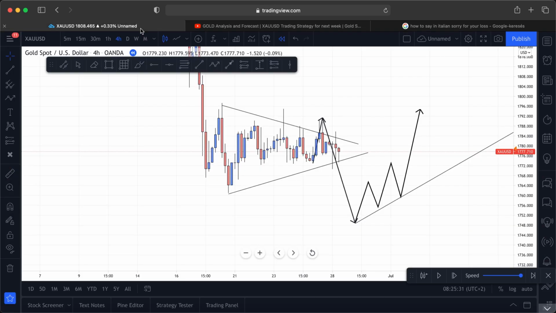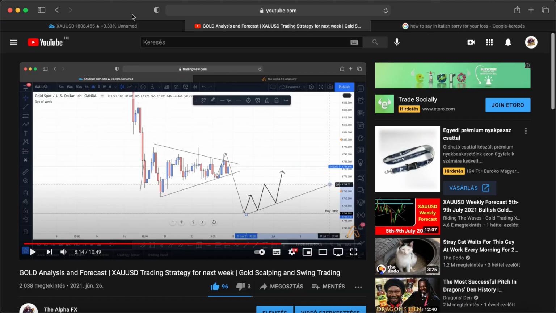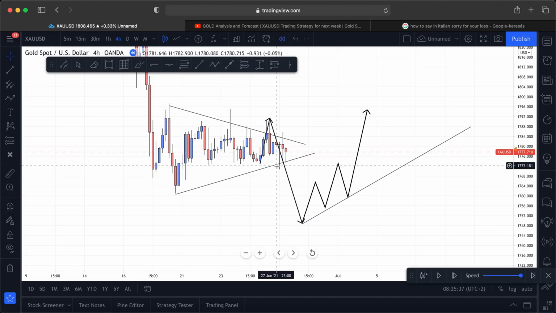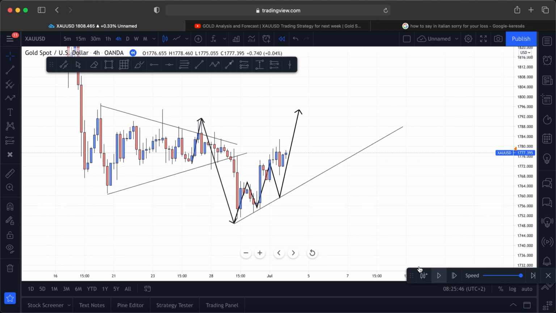So let's go back to our chart, and you can see I tried to recreate the same chart I drew 2 weeks ago, so there could be a little differences, but you get the idea. So let's see with the backtesting what happened after I posted the video. So you can see that the price did break out to the downside, exactly found support at the 1750 level, and then created a market structure by creating higher highs and higher lows.